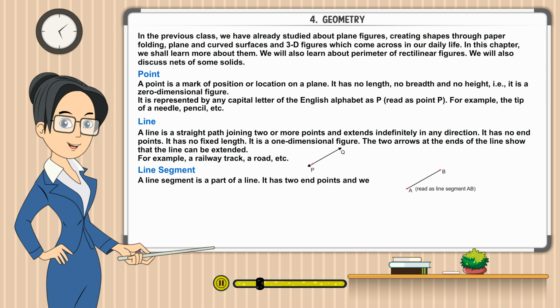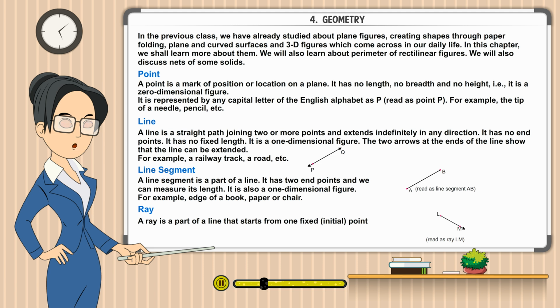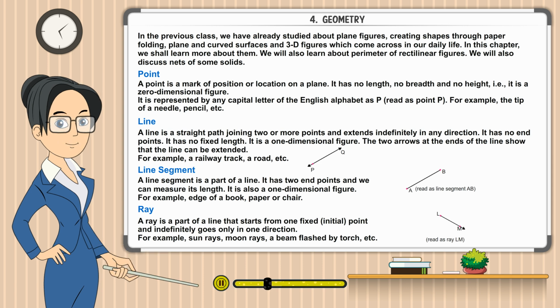Line segment. A line segment is a part of a line. It has two endpoints and we can measure its length. It is also a one-dimensional figure. For example, edge of a book, paper, or chair. Ray. A ray is a part of a line that starts from one fixed initial point and indefinitely goes only in one direction. For example, sun rays, moon rays, a beam flashed by torch, etc.